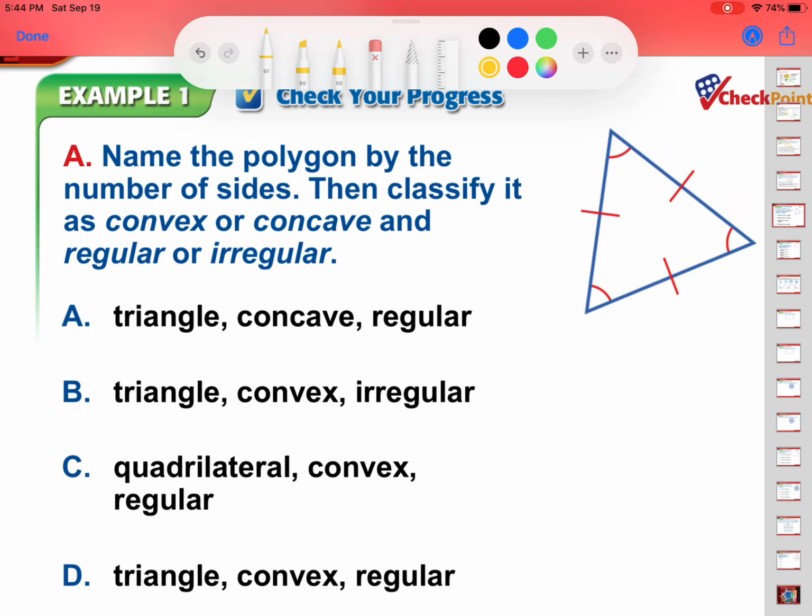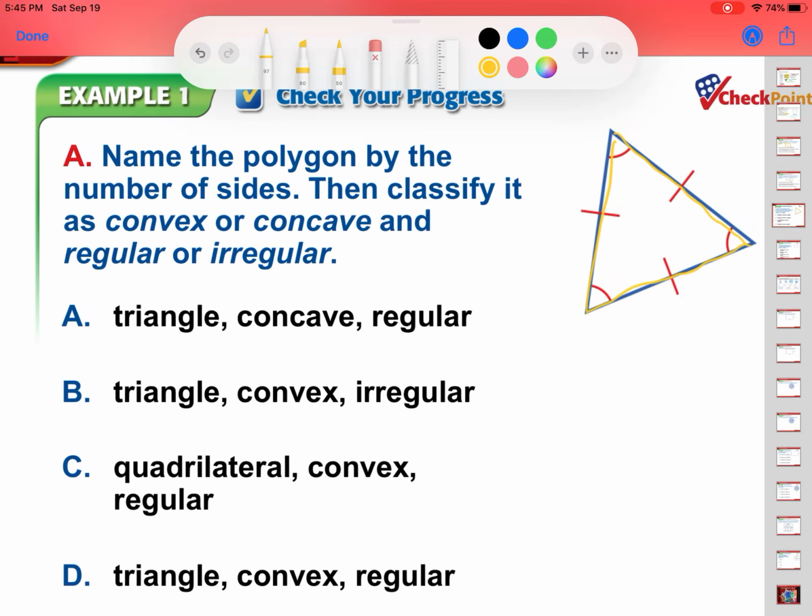So, name the polygon by its number of sides and classify it as concave or convex. Right off the bat, this is a triangle. Wow, I know so many shapes. So, it's a triangle. It's convex because when we connect all the individual vertices, it all lies within the figure. So it's convex.